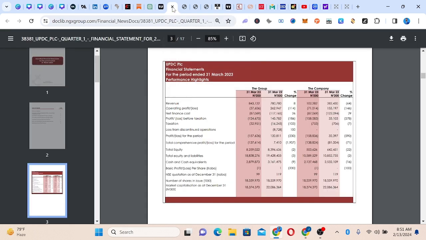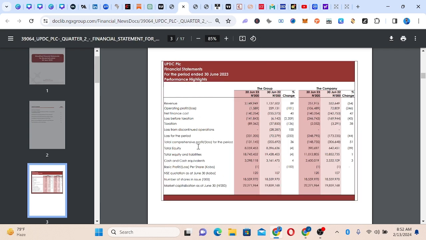So let's go to their Q1 earnings. This is the Q1 earnings. You can see revenue is higher than that of 2022. You're looking at the group, and you can see that currently they've gone from profit to loss. That is a bad one for them. You can see profit before tax, and the loss for the period. They actually made a loss of 120 million compared to 157 million loss. That's Q1. So let's look at Q2.